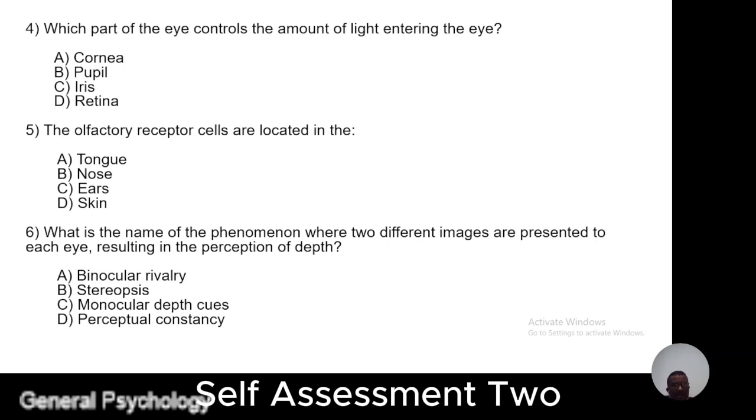Question number 5. The olfactory receptor cells are located: A, in the tongue. B, in the nose. C, in the ears. D, in the skin. Question number 6. What is the name of the phenomenon where two different images are presented to each eye, resulting in the perception of depth? A, binocular rivalry. B, stereopsis. C, monocular depth cues. D, perceptual constancy.